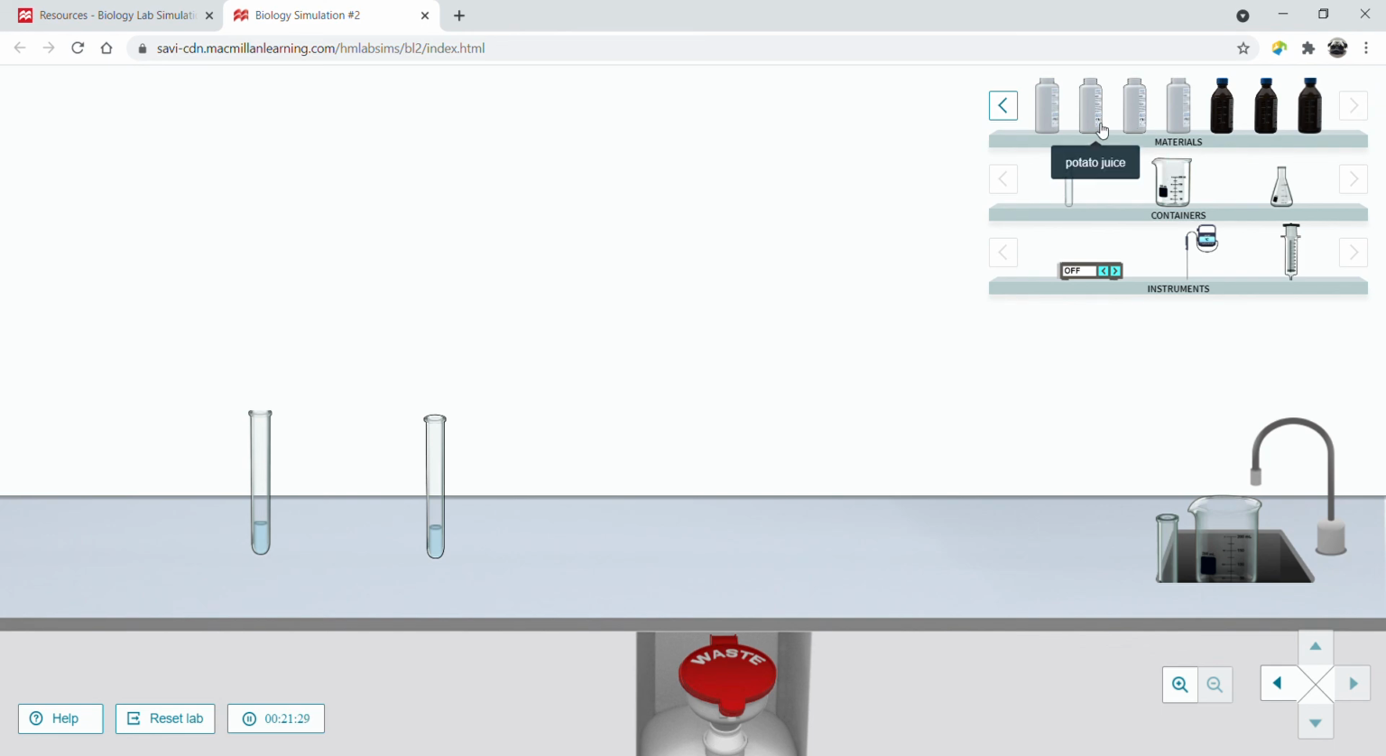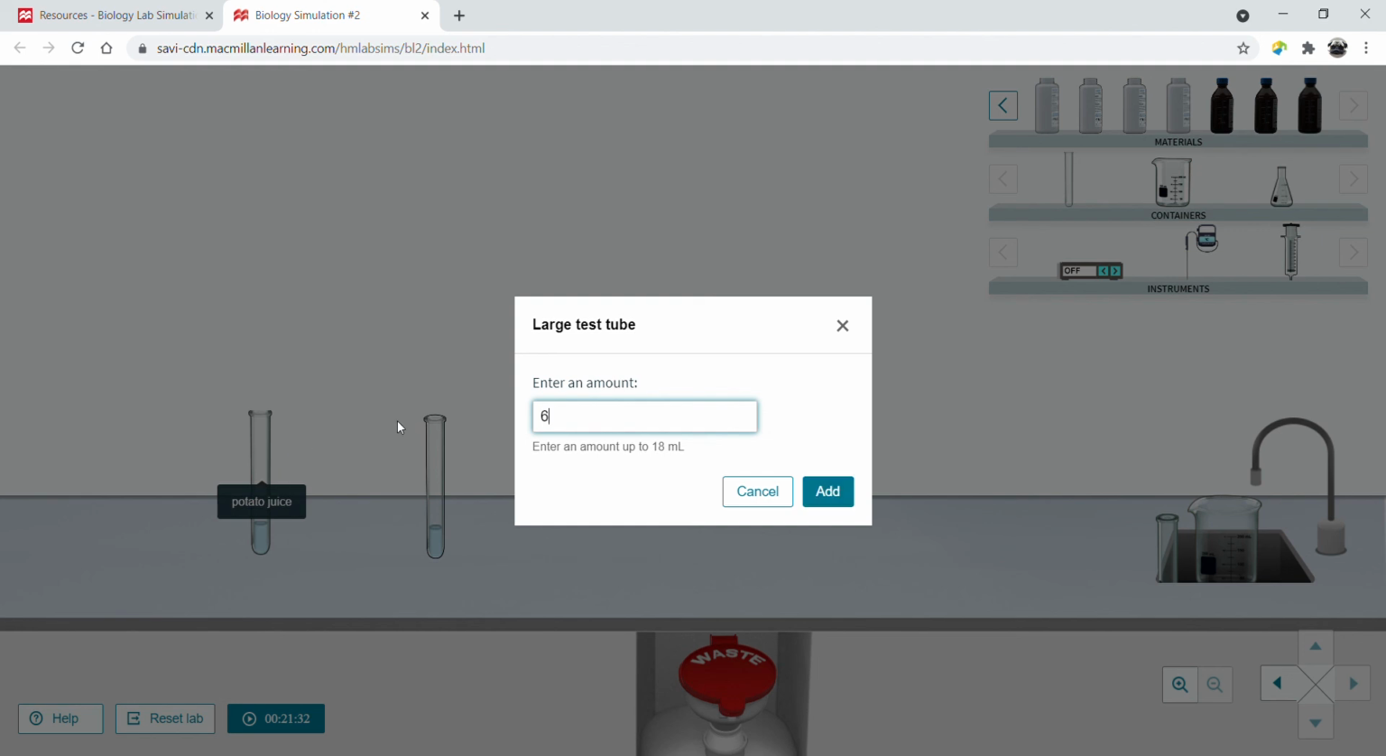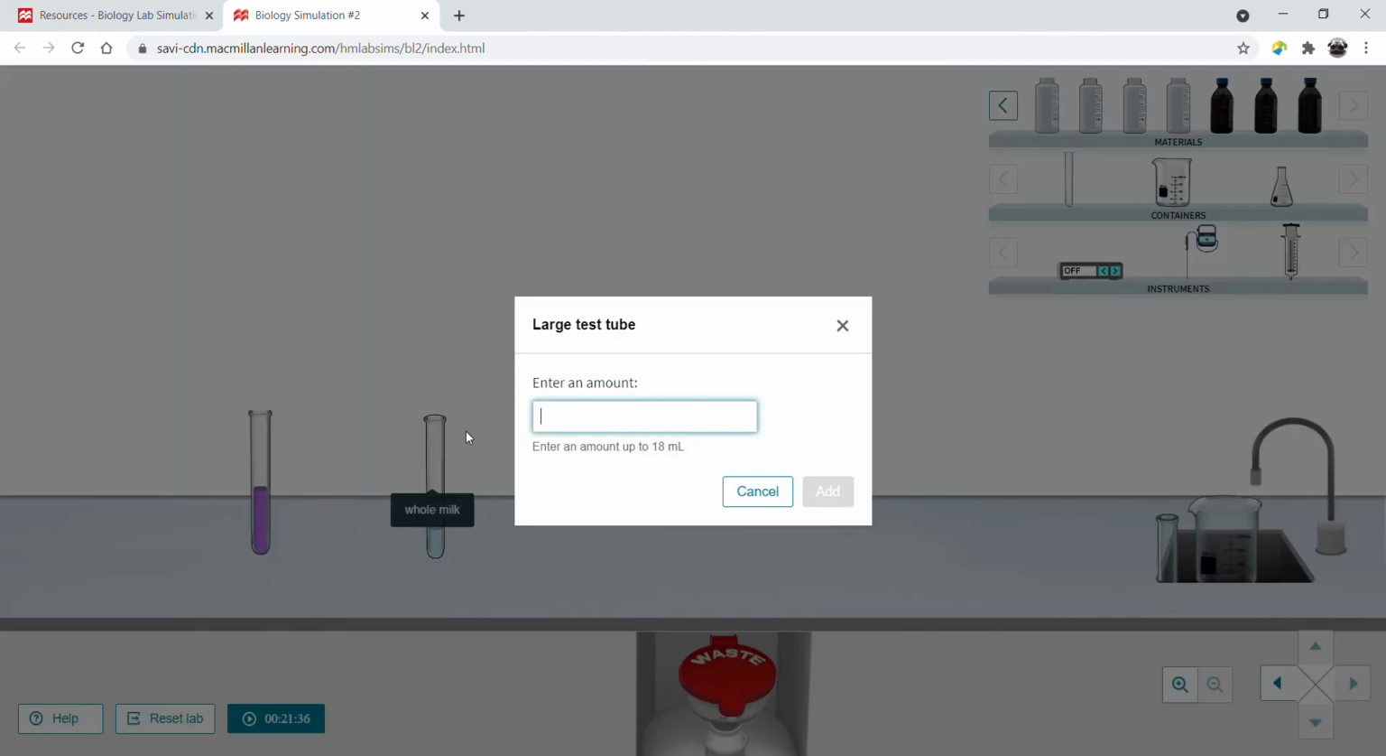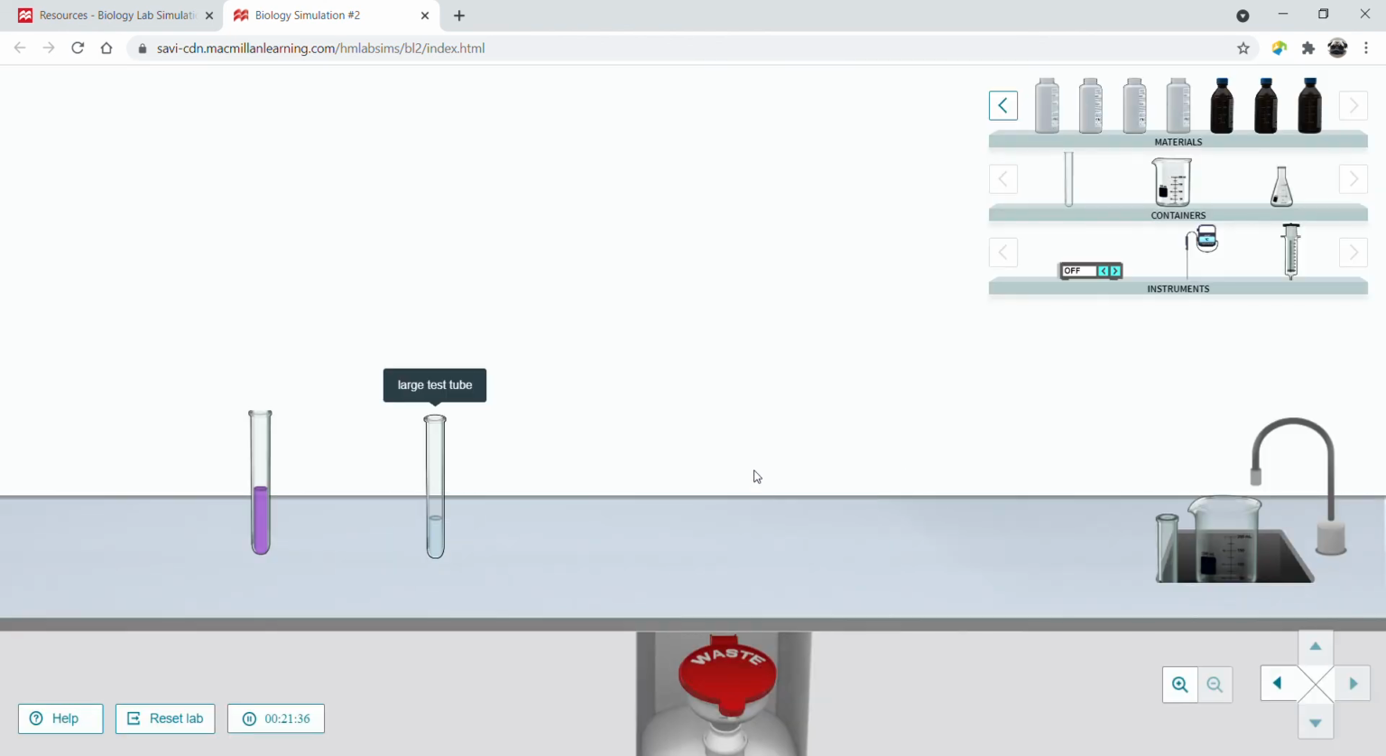Okay, potato juice. Okay, so here we are. Let's add the potato juice and the whole milk. All right. So this is the burette test, testing for the presence of proteins in potato juice and milk. So you want to write positive or negative, knowing what you know about the burette test, in table 5.